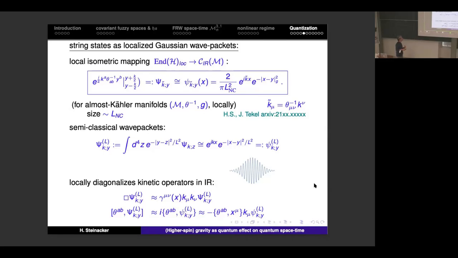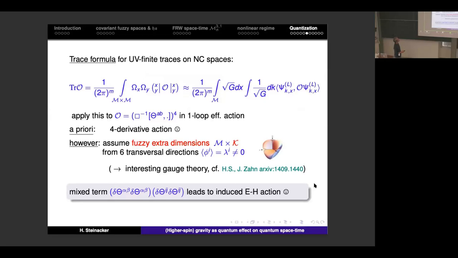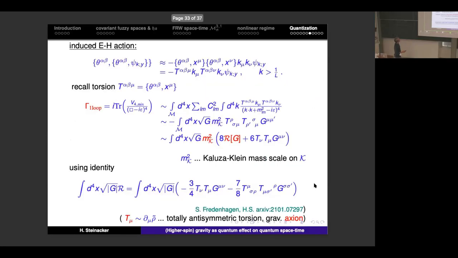And now if you make these wave packets long enough, then again they diagonalize these kinetic terms, and you can compute the trace. And if you do this computation, this trace you can write in a geometric form. And you take into account this extra dimension and you compute the trace and you find that this one contribution to that term is precisely what I told you before.